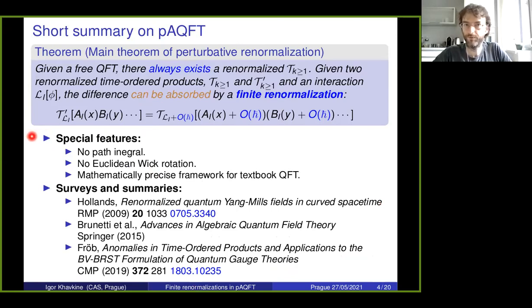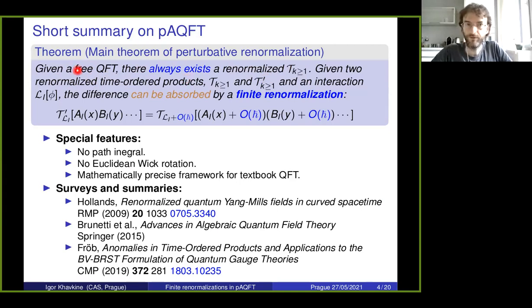So, a short summary of what I've told you about perturbative AQFT. It's worth stating one of the main results that you can achieve in this framework. Of course, everything depends on the kind of hypotheses you put in, so there are some axioms under which we can use this approach. But as long as these axioms are satisfied, which for common examples of free scalar, spinor, and tensor fields they usually are, the theorem is that there exists a way to define these time ordered products.